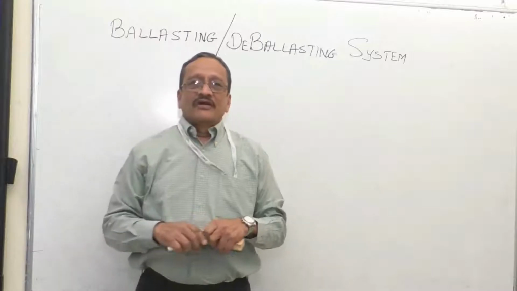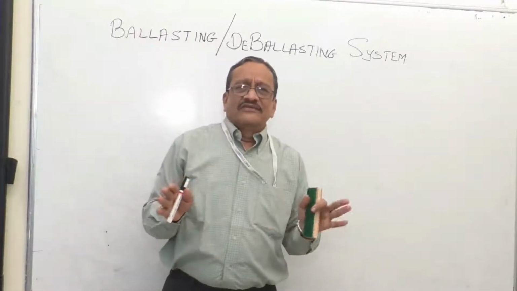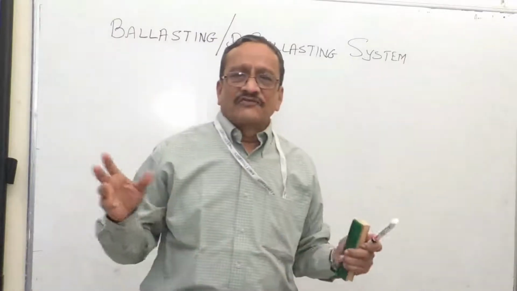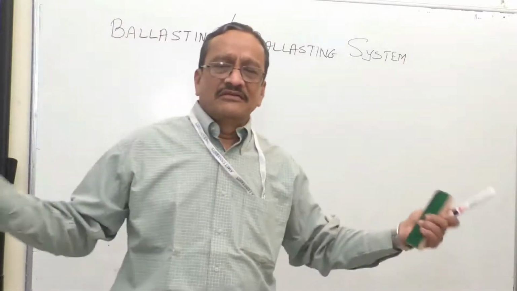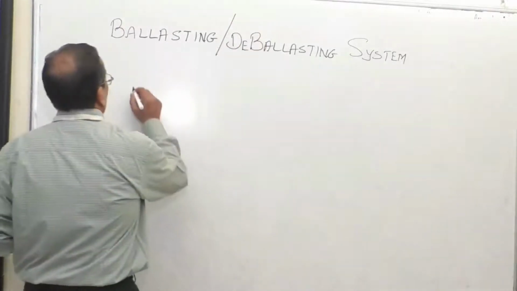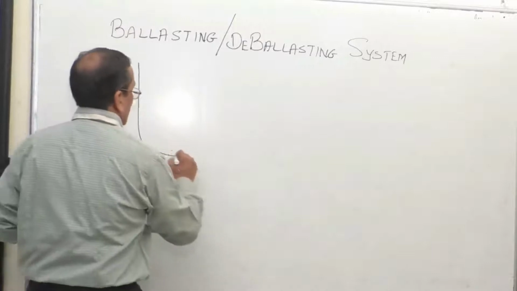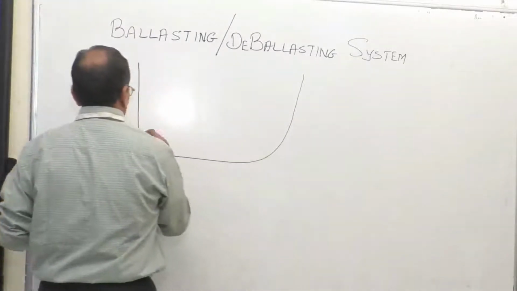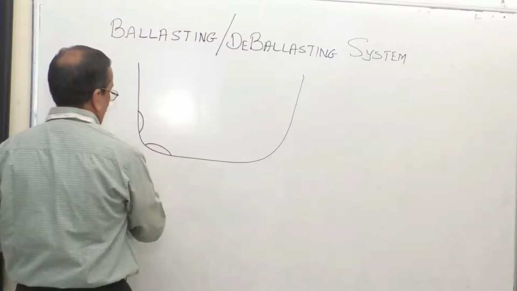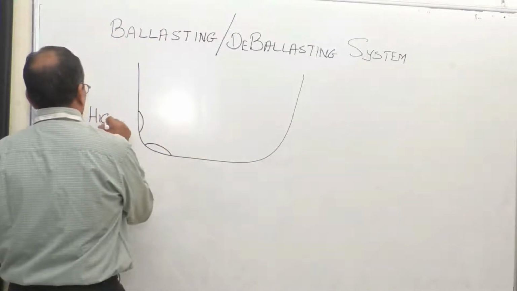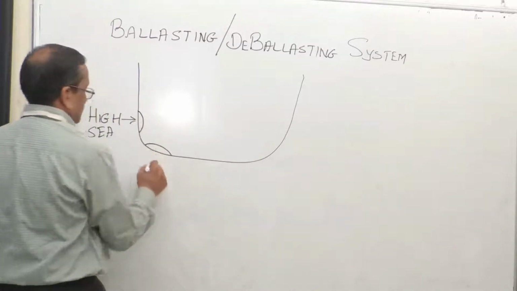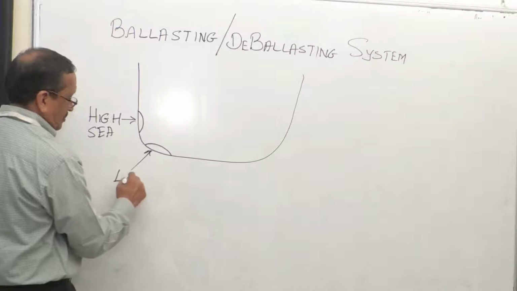Let us see the diagram and also look into the places from where the water can be sucked from the sea. So shall we have a look at the diagram? Here we have the hull of the ship. Over here we have the high sea section, and that's for your low sea section.